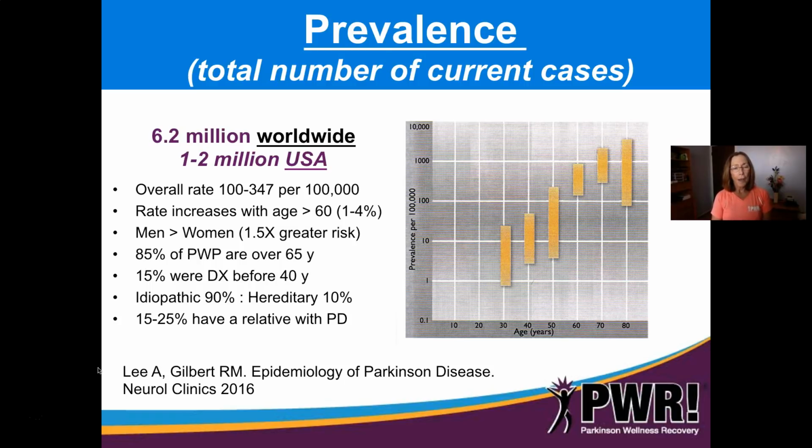Idiopathic, 90% of the cases, really have an unknown cause, although we'll learn there's more and more understanding of the genetics and maybe different causes. Hereditary, people with familial Parkinson's who have family members, even if it skips generations, is around 10%. And I'm sorry, hereditary is when it's in every family, monogenic, versus having it in a relative, 15 to 25%.